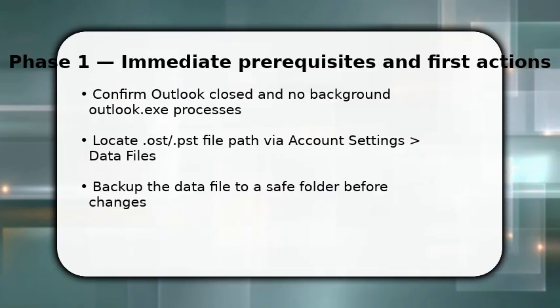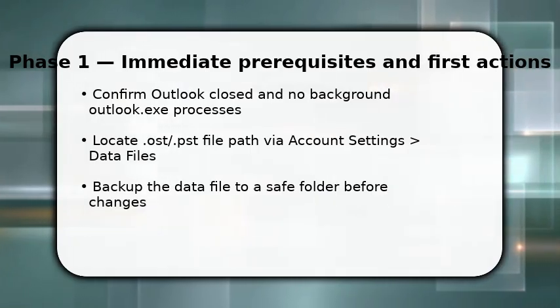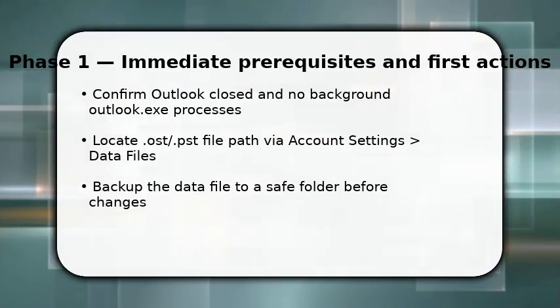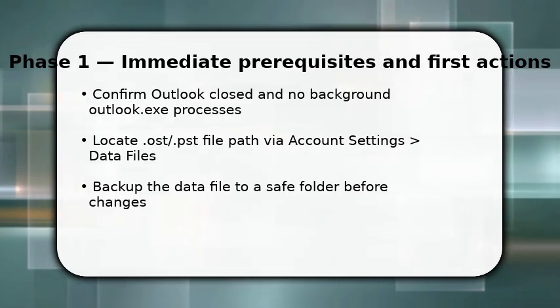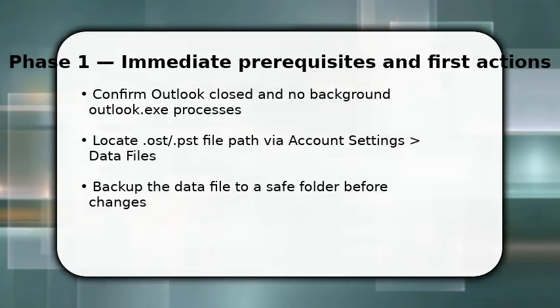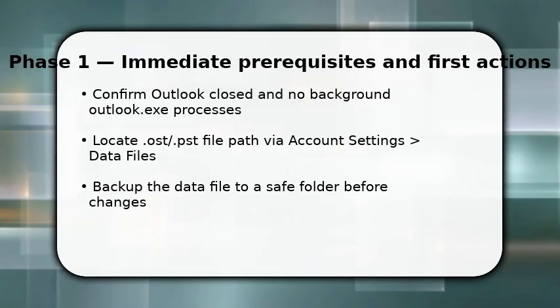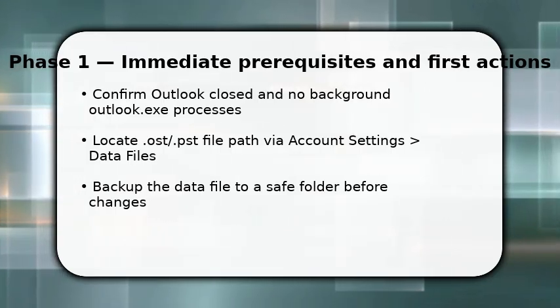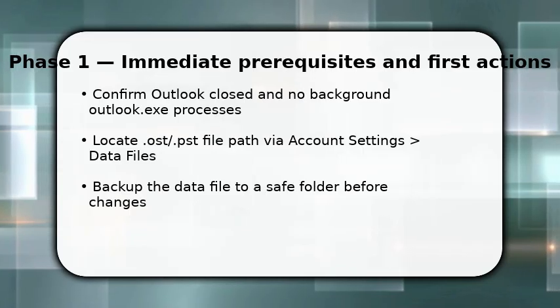You begin by confirming Outlook is fully closed. Check Task Manager and End Outlook.EXE if present. Next, open Account Settings and find the Data Files tab so you know the exact PST or OST path. Once done, copy that file to a backup location.